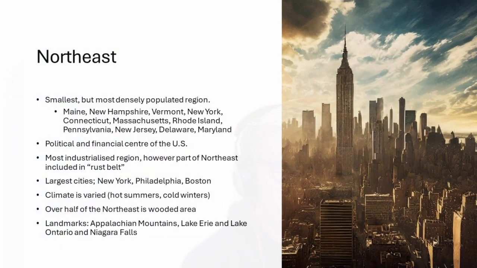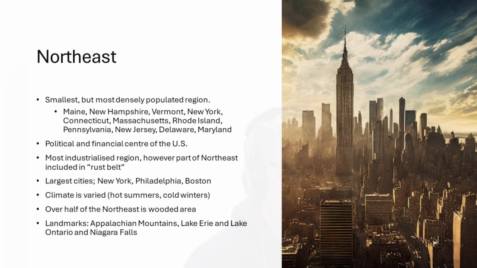In New York, for example, you will find Wall Street, which is the financial center. It is also the most industrialized region, so there are a lot of factories and industry in the Northeast. However, a lot of this industry has become old-fashioned, and the factories have been outsourced to different countries. So a lot of the factories are now basically empty, not functioning. This is what they call the Rust Belt, because the factories are just rusting away.